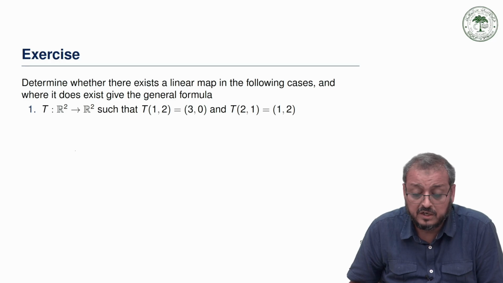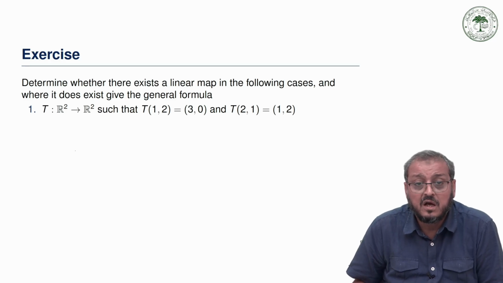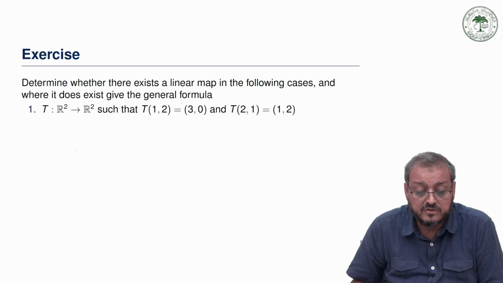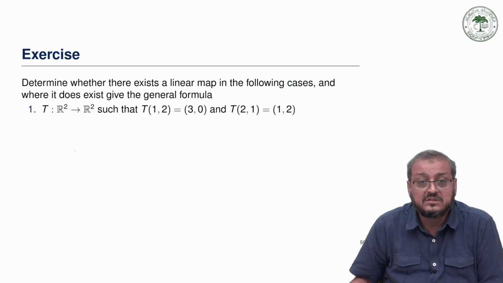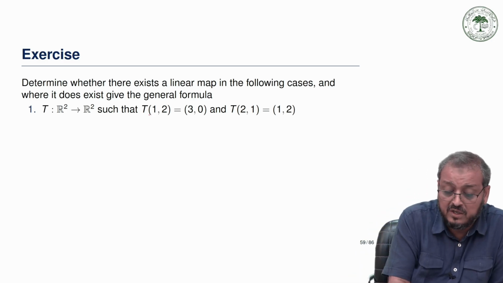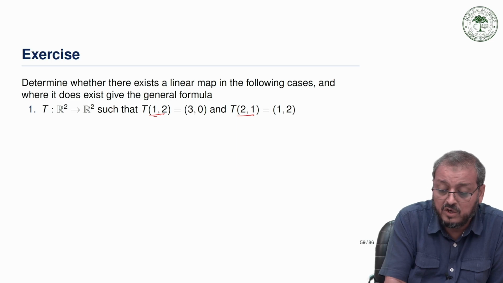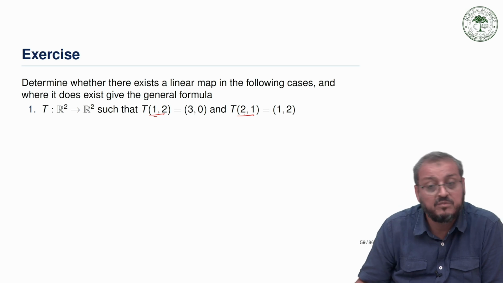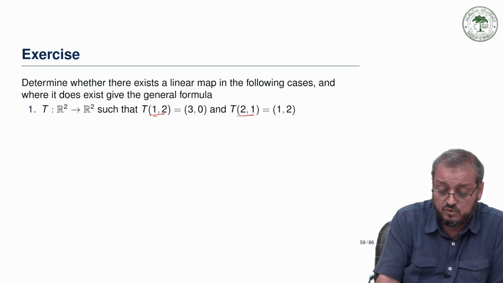Okay, so now determine whether there exists a linear map in the following cases. Where it does exist, give the general formula. Now clearly you can see that (1, 2) and (2, 1) are linearly independent. So (1, 2) and (2, 1) are linearly independent, that means there exist some linear maps. So these two form a basis.